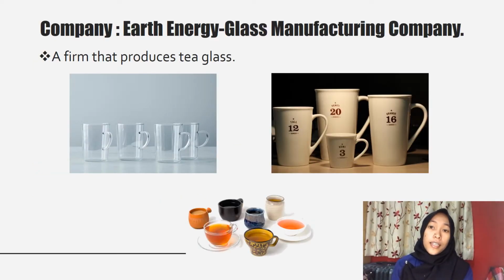Okay, first of all, let me introduce the company that I have chosen, which is Earth Energy Glass Manufacturing Company. This company produces tea glass, and as you can see in the picture, there are many types and many sizes that the company produces. Today we will look at how they get the standard time for their workers.